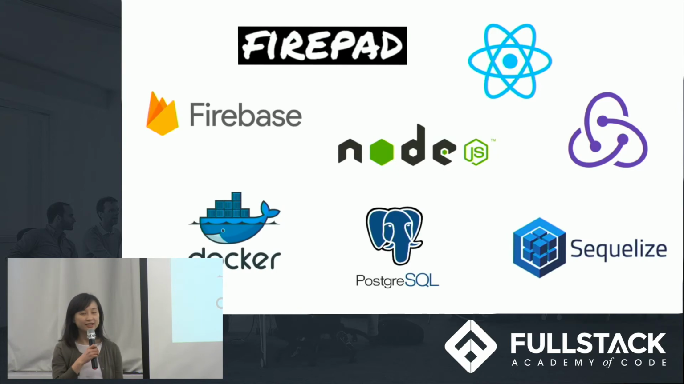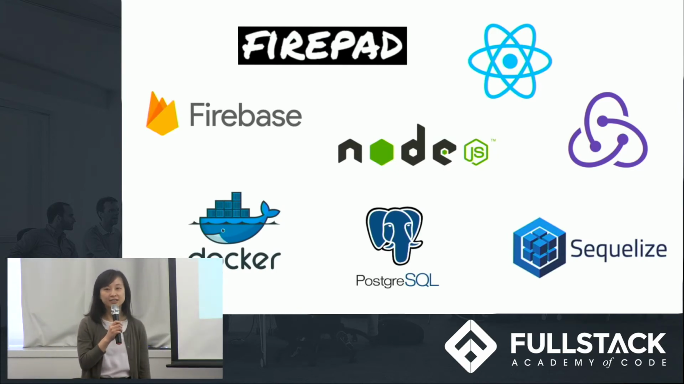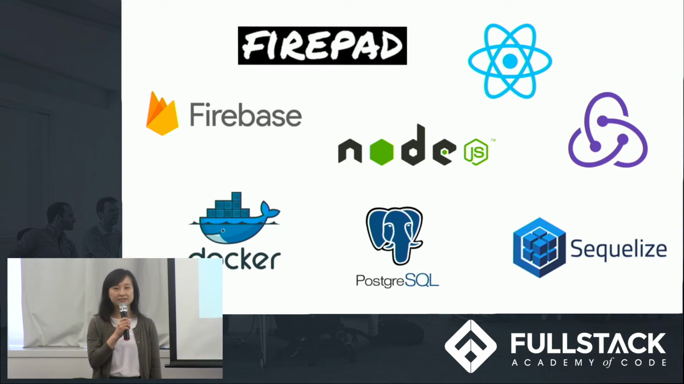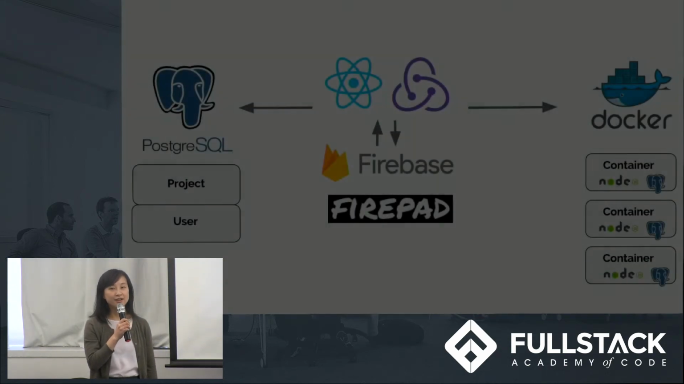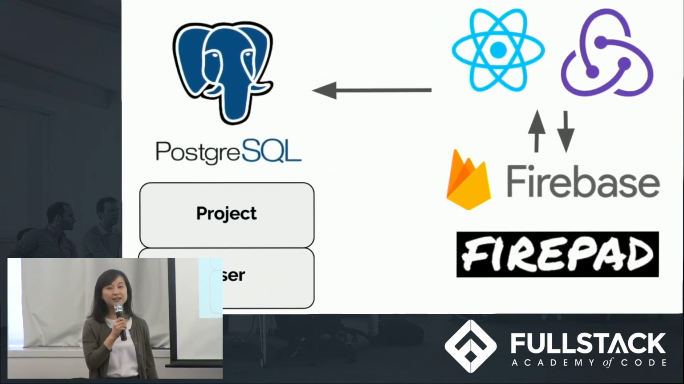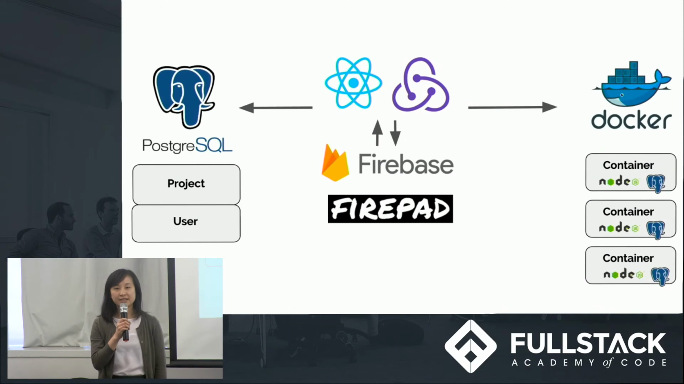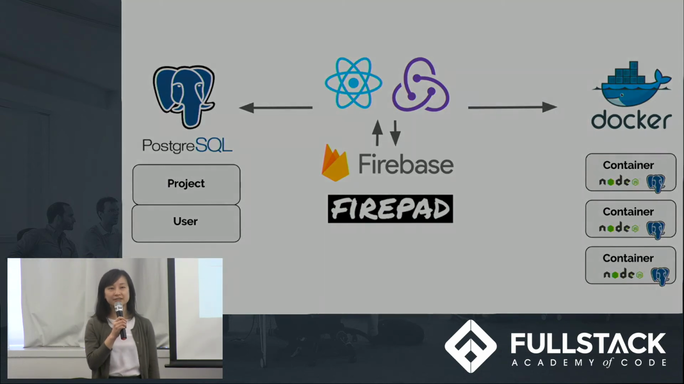Thanks, Elliot. We used a variety of technologies to build Sandcastle, which you can see here. Let's look at how some of these technologies are interacting with each other. On the front end, we're using React, Redux, Firebase, and Firepad to save users' code in real time. On the back end, we're using Postgres to store users' projects. We're also using Docker to run users' apps in containers. Each container has its own server and database. Now I'll go over some of our main challenges.